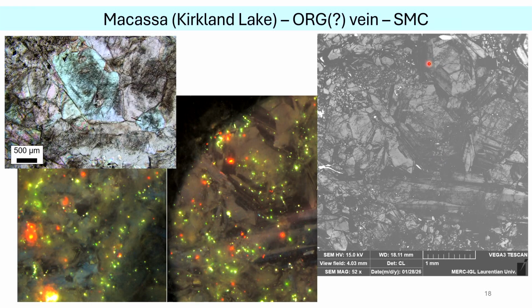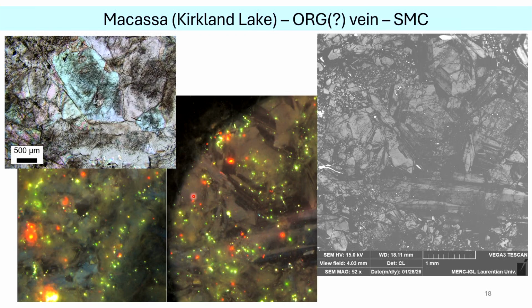However, in a vein from the SMC zone at Macassa, we do see this beautiful zonation. So in PPL, we have this crystal right here. I should have outlined that, but it's this grain right there in the center. And so we see this zonation in our monochromatic CL. We also still see the zonation in our optical CL.